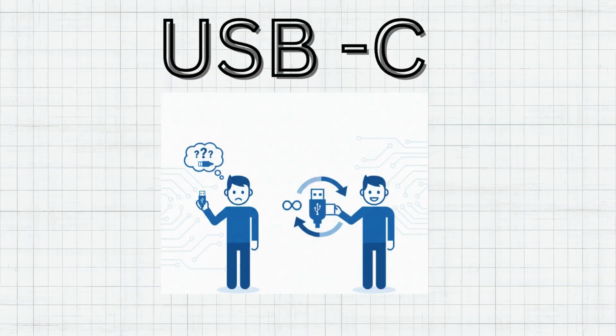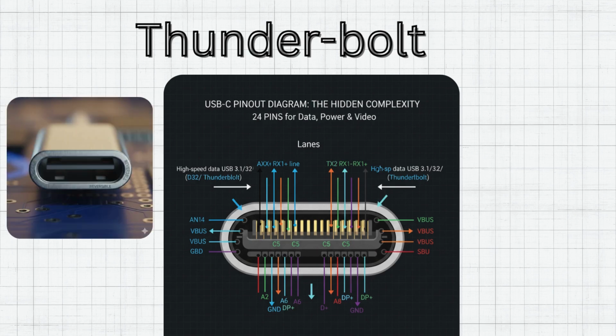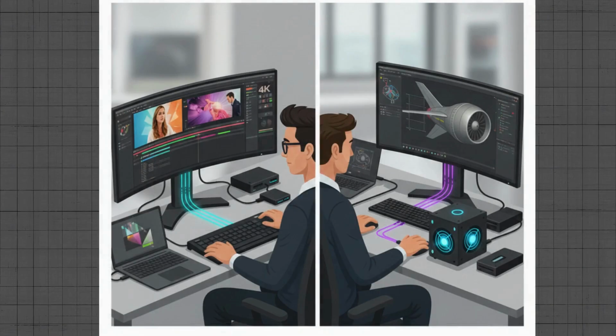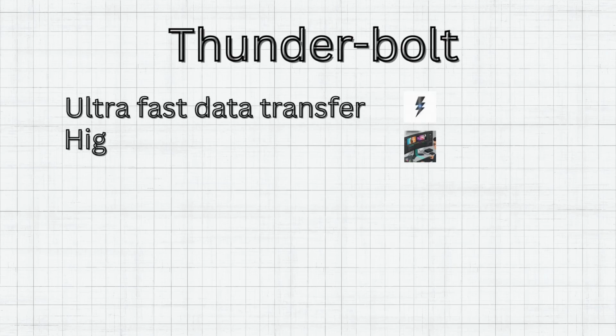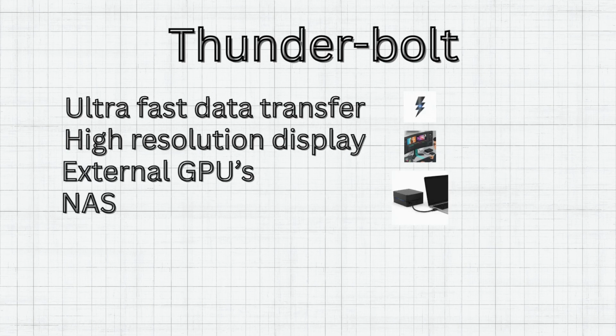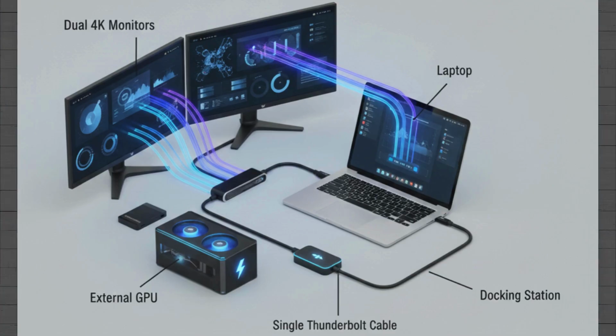The implementation does. Thunderbolt uses the same physical connector as USB-C, but it operates on a completely different level. It was designed for professional workloads that demand extreme performance. Thunderbolt can handle ultra-fast data transfer, multiple high-resolution displays, external GPUs, and professional storage, all through a single cable.